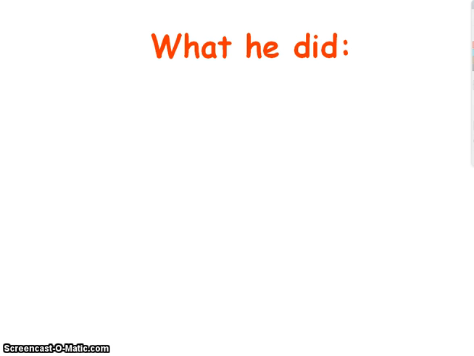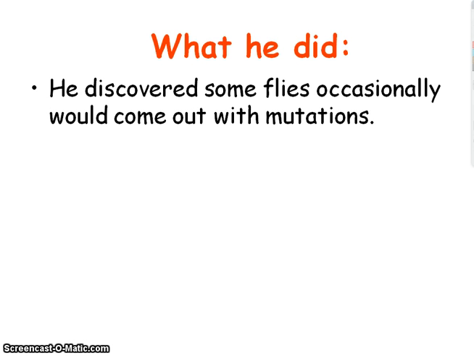Alright, so what did he do? So how did we discover it? Well, first of all, he would actually wait for a mutation to appear. Nowadays I can order the flies. I can say, okay, I want a vial of white-eyed flies, or I want a vial of wingless flies, or whatever. The mutations are already there and I can order them.